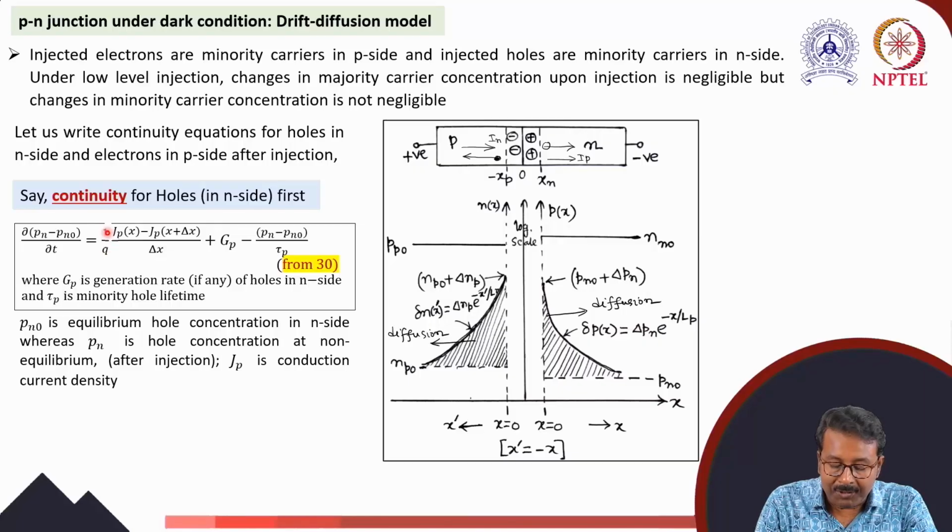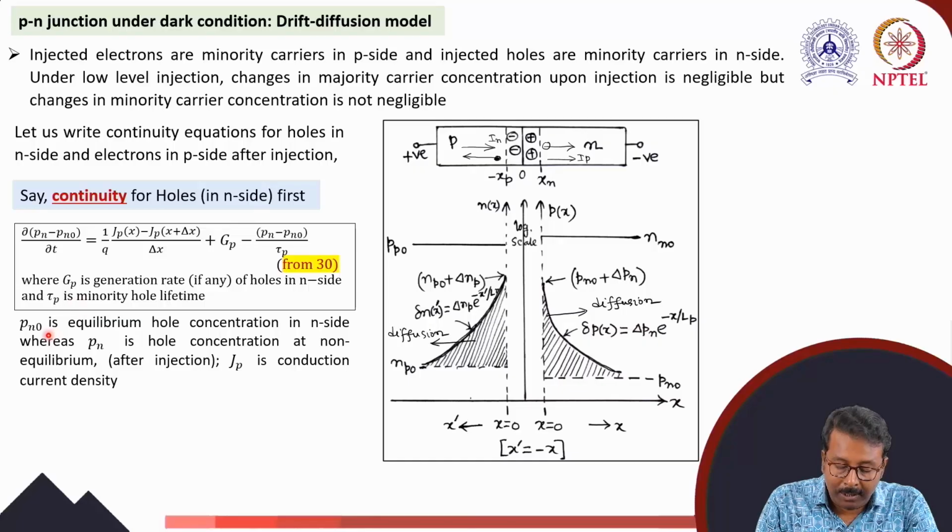That will be 1 by q times Jpx minus Jpx plus delta x, by delta x, plus some generation rate Gp, if any generation is there, minus the recombination part. Recombination of holes depends on tau p, and this is extra holes divided by tau p. This is the formula we have assumed. The recombination rate is nothing but the extra amount of carriers divided by the average lifetime. As we discussed earlier also, this continuity gives you the total balance.